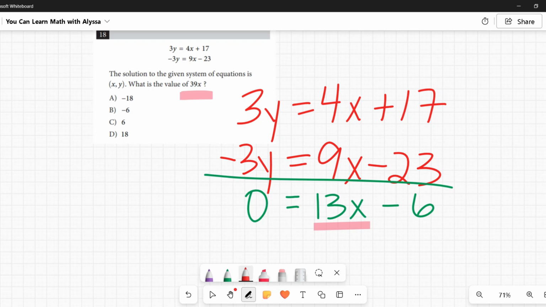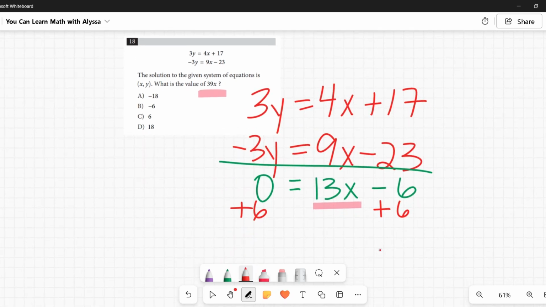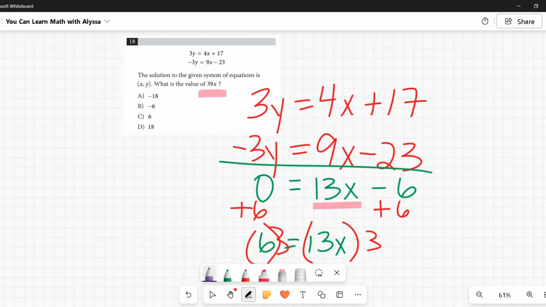So if I quickly solve for 13x by adding 6 to both sides, I get that 13x is equal to 6. So now to find out what 39x is, I don't have to solve for x and then multiply by 39. So I would get 6/13 and then have to multiply by 39. I don't have to do that. I can just go, hey, I want this to be 39x equals something. So if I multiply both sides by 3, ooh, missed my parentheses there, then I will get 6 times 3 or 18 is equal to 13x times 3 or 39x.